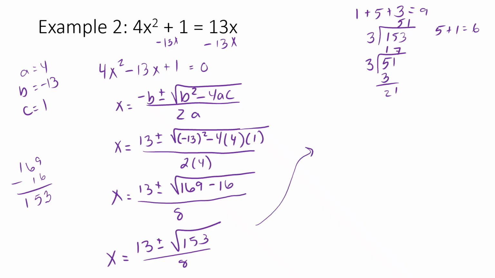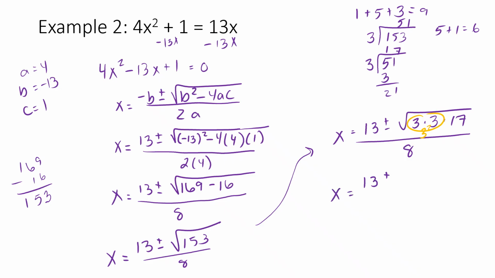So right here, okay, we want to simplify this as much as possible. 153 is 3 times 3 times 17, all over the 8. It is a square root, so we're going to be looking for that perfect square. There it is, the 3 squared.